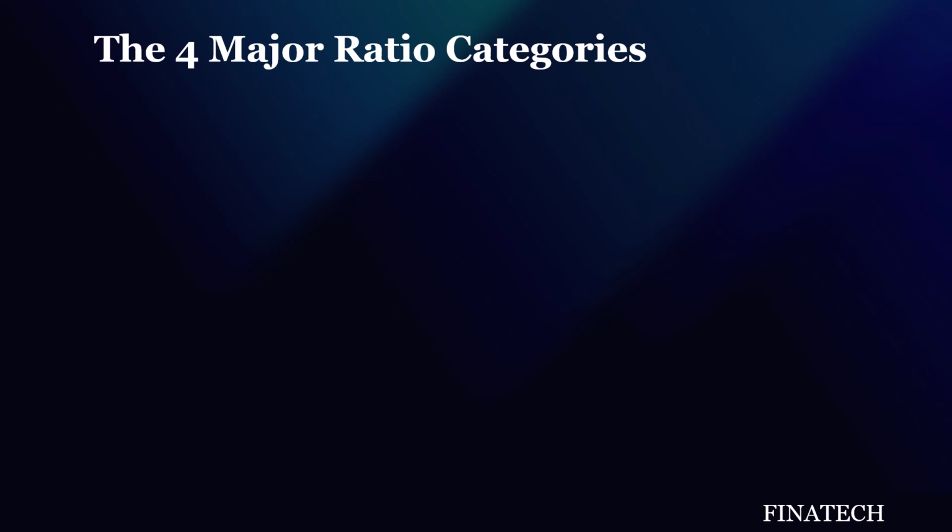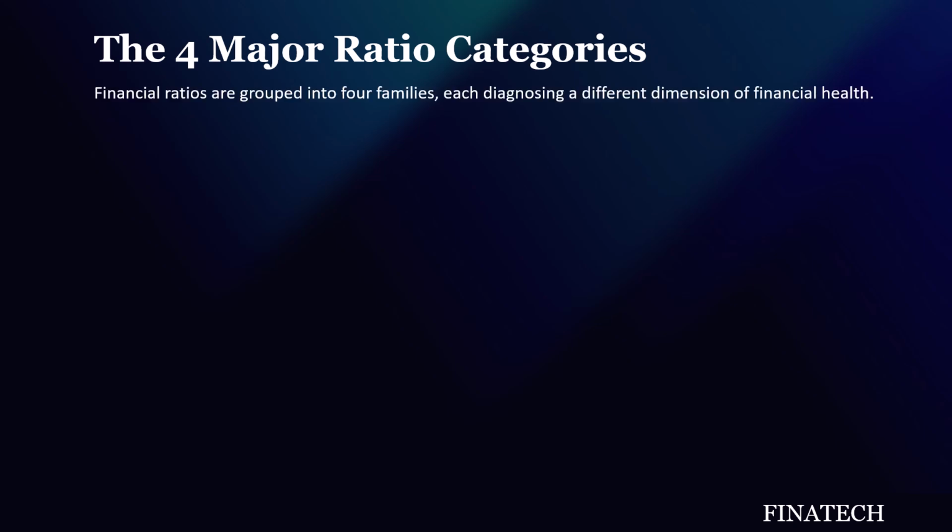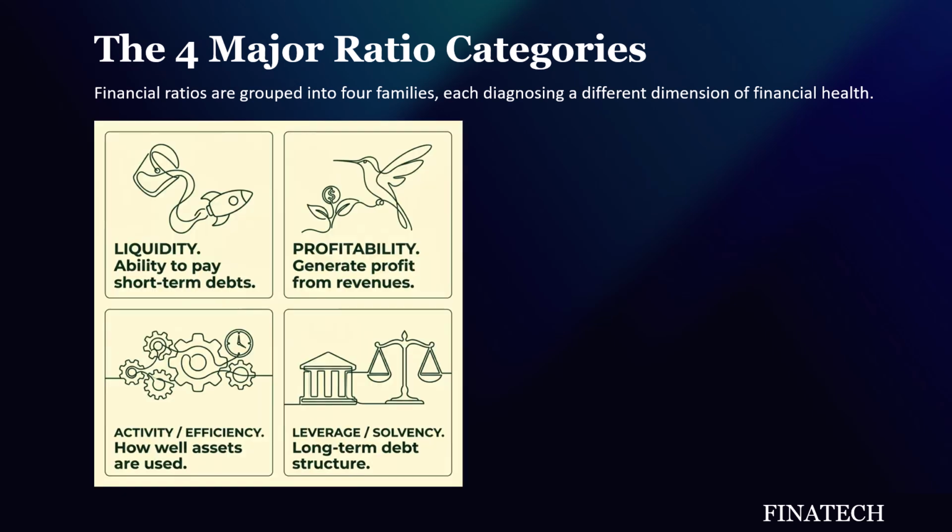The four major ratio categories. Financial ratios are grouped into four families, each diagnosing a different dimension of financial health: liquidity, profitability, activity efficiency, leverage, solvency.